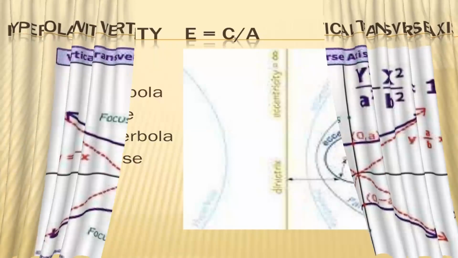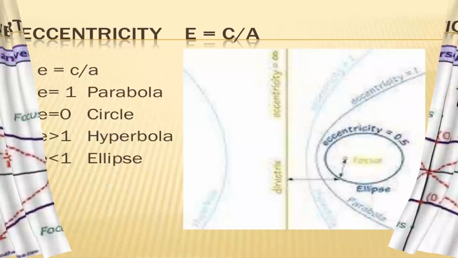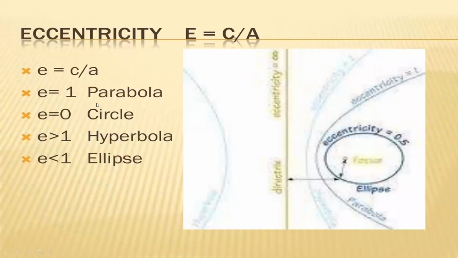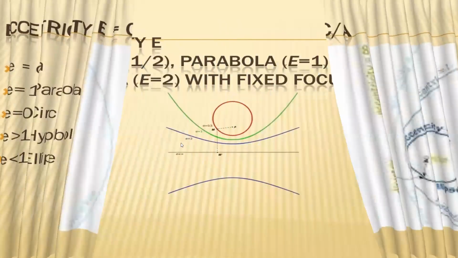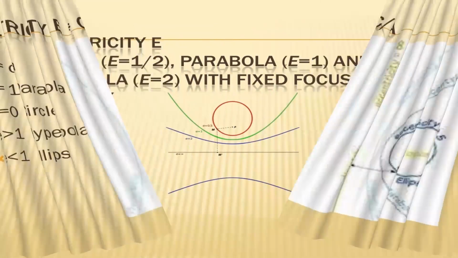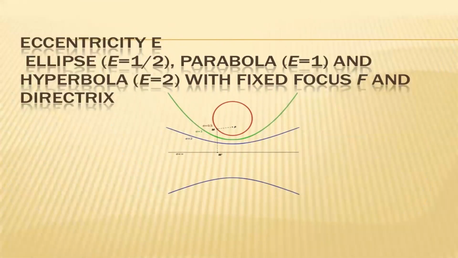And the eccentricity is c by a. We can say that the circle eccentricity is 0, the parabola e equals 1, the hyperbola e greater than 1, and the ellipse e less than 1. Now the eccentricities: ellipse e equals 1 by 2, parabola equals 1 and hyperbola equals 2, with fixed focus F and directrix. You can see the diagram according to this.